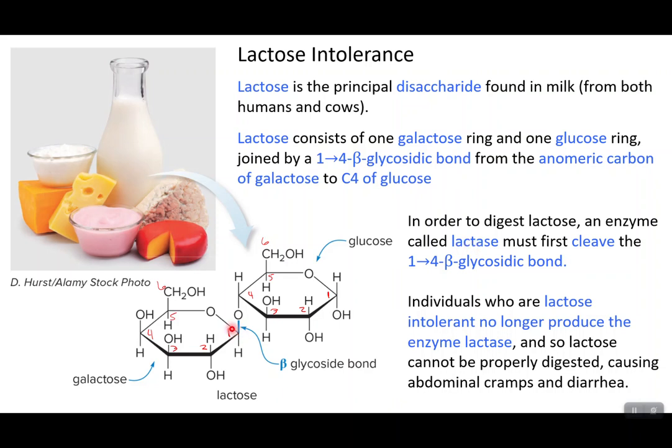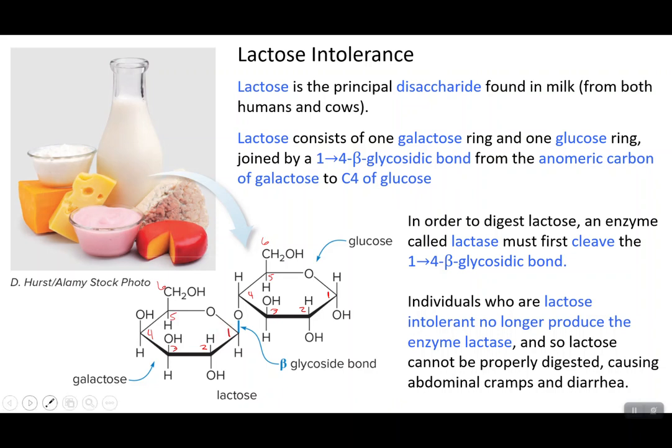Now, individuals that are intolerant to lactose no longer produce this enzyme, meaning they are no longer able to hydrolyze this disaccharide. So they are not able to properly digest it, since hydrolyzing this bond is a requirement for digesting it. Because they cannot hydrolyze it, they cannot properly digest it, and therefore they will get abdominal cramping and diarrhea.